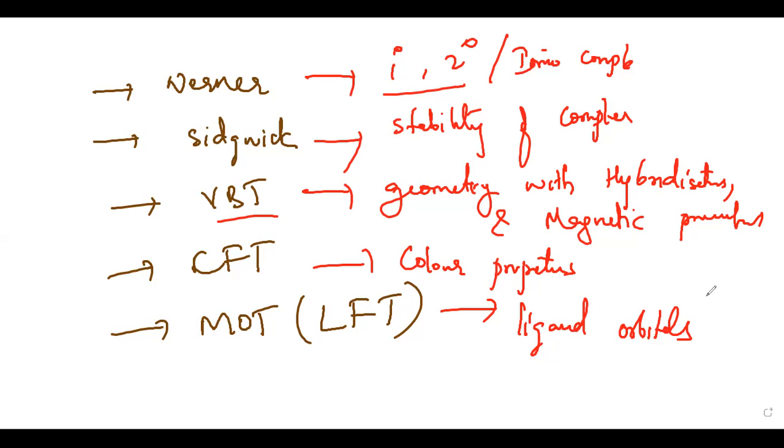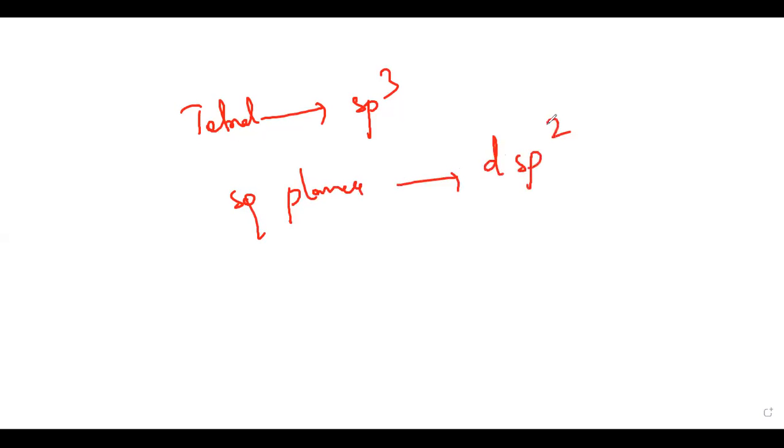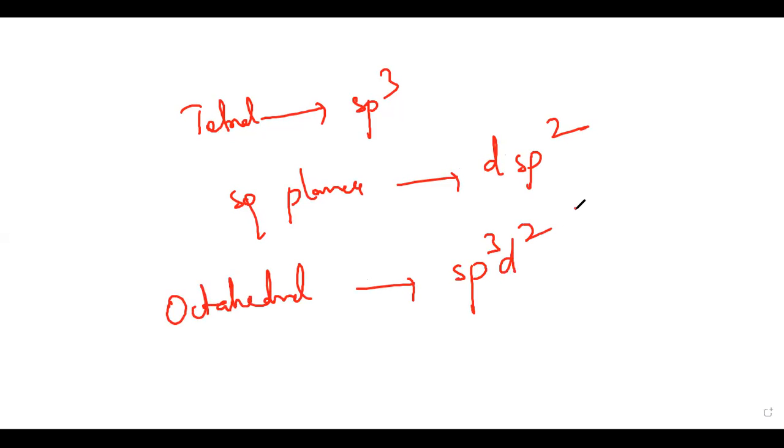And for this session, this is enough. Up to this octahedral, the geometry is very, very important. You should remember all these complexes, the hybridization of tetrahedral, square planar, and octahedral. So till now we have completed the hybridization. Once again I am telling you that for tetrahedral, you should remember sp3. If it is square planar, definitely it is dsp2. If it is octahedral, then definitely it will be sp3d2 or d2sp3.